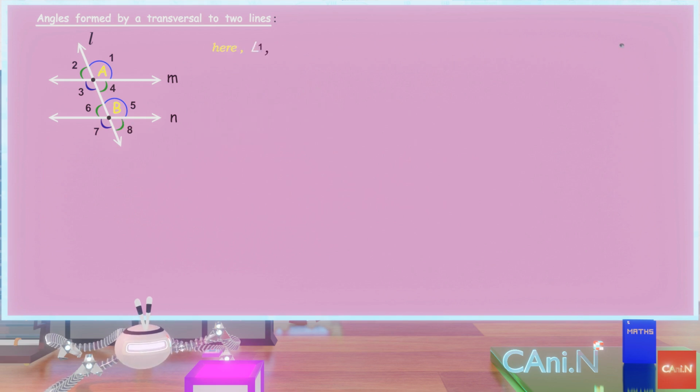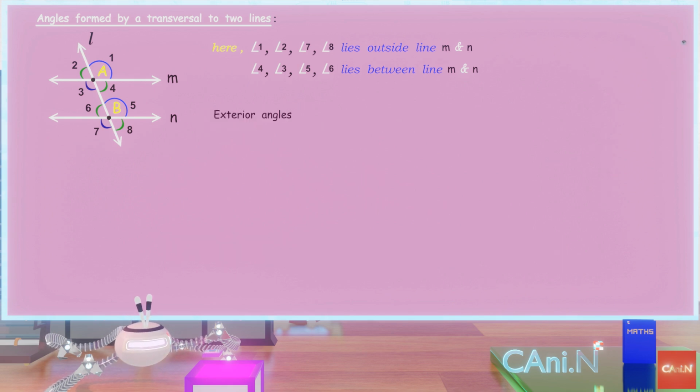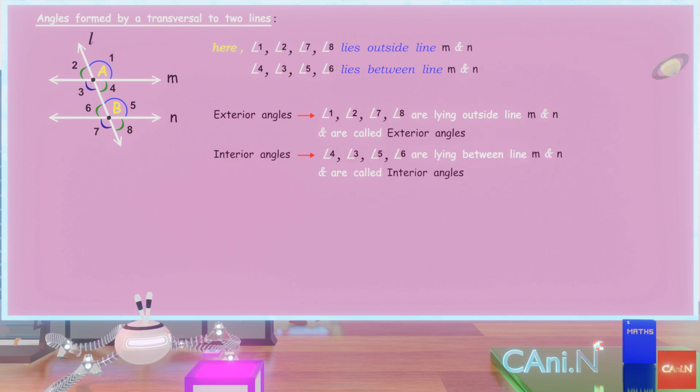Here we can observe, angles 1, 2, 7, and 8 lie outside lines M and N, and angles 4, 3, 5, and 6 lie between lines M and N. Exterior angles: angles 1, 2, 7, and 8 are lying outside lines M and N and are called exterior angles. Interior angles: angles 4, 3, 5, and 6 are lying between lines M and N and are called interior angles.